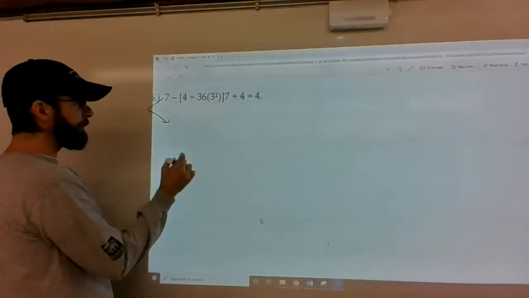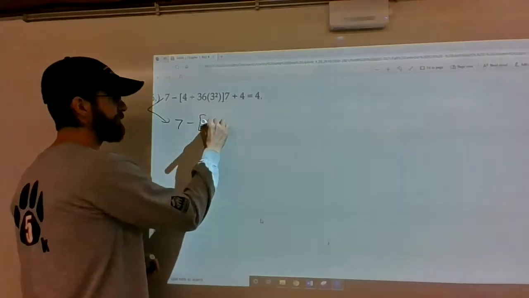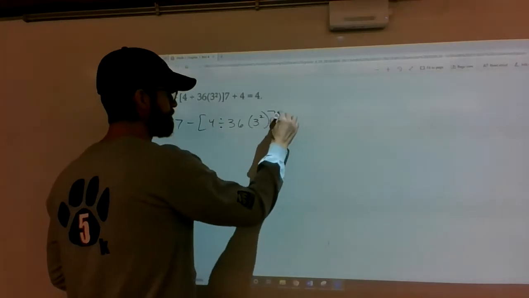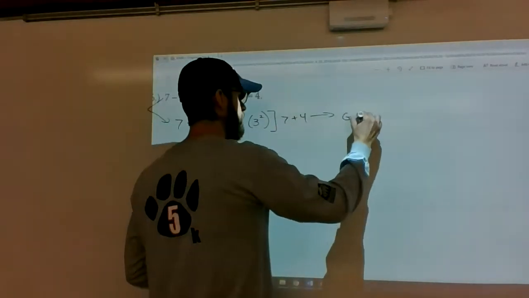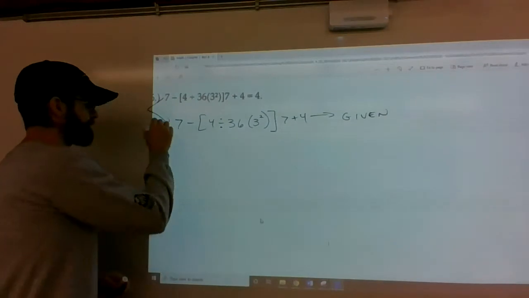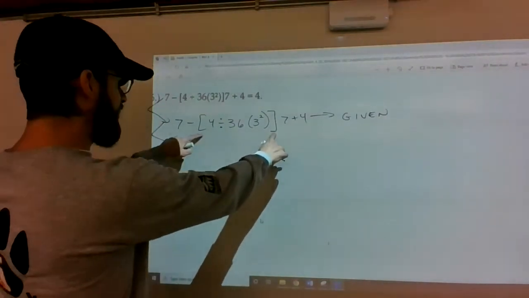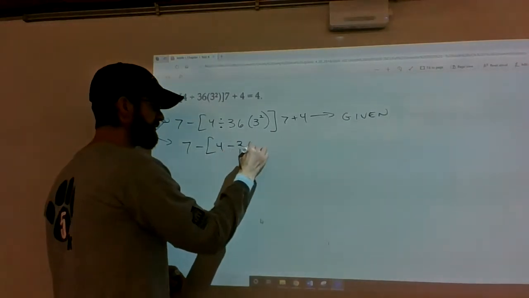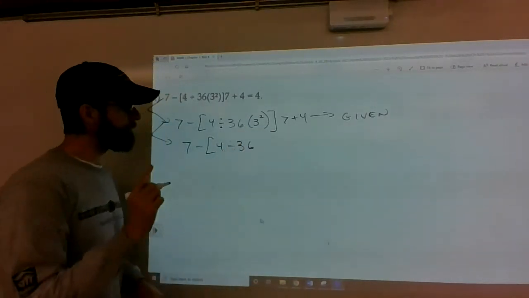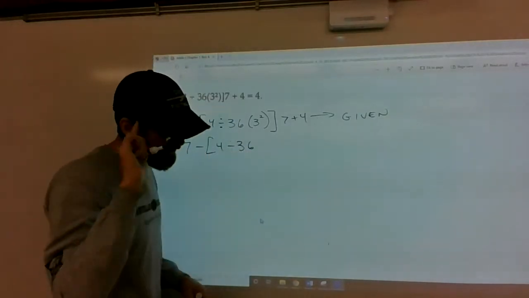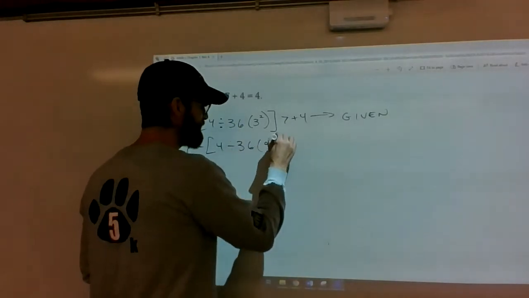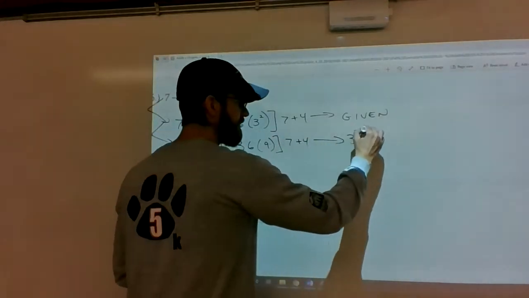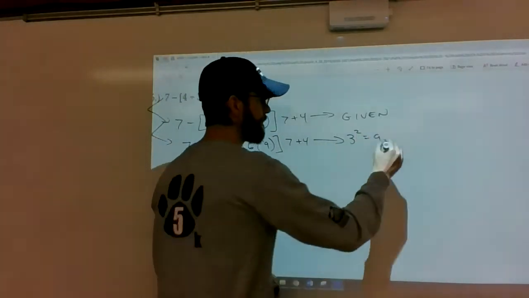All right, so to make a proof from scratch, my first move is going to be write the given. Inside the brackets, I'm going to do the exponents first. So 7 minus 4 divided by 36 times 9. I had a thought, but I'm taking it back. All right. 3 squared equals 9. That's a sub.